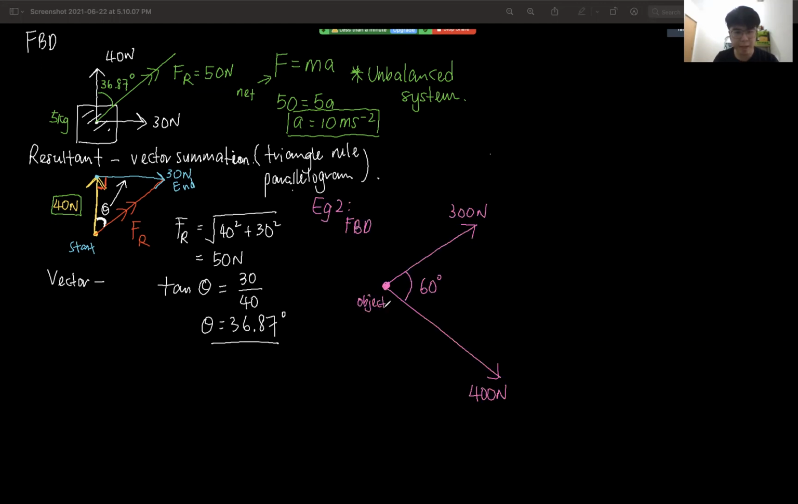Okay, we are going to assume that this is the object, 1 point, and then it is acted by these two forces in this specific direction. And these two vectors, they are separated by 60 degrees. Okay, find the resultant force. Find the resultant.